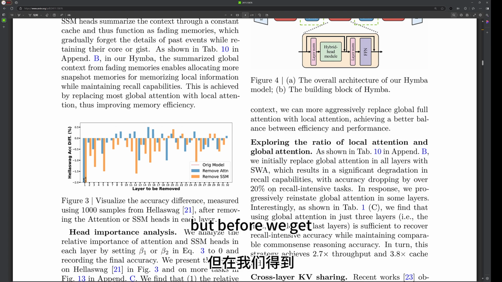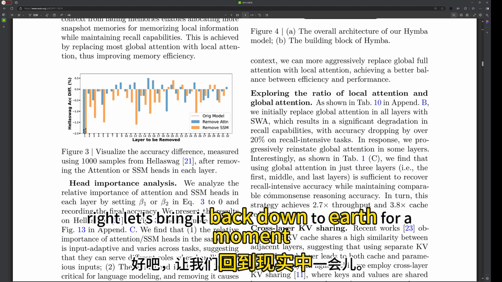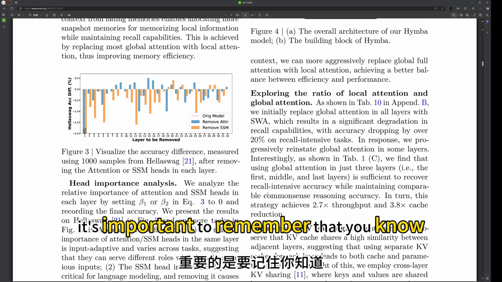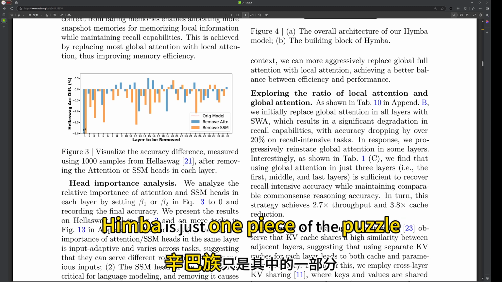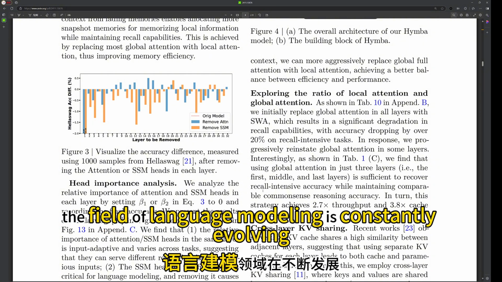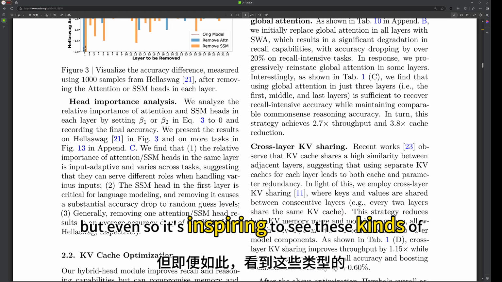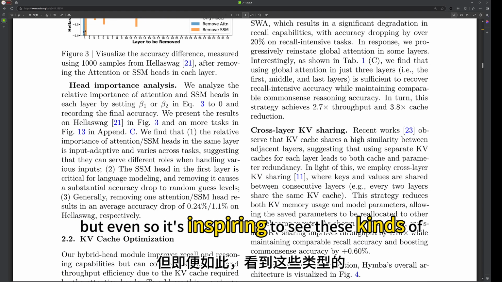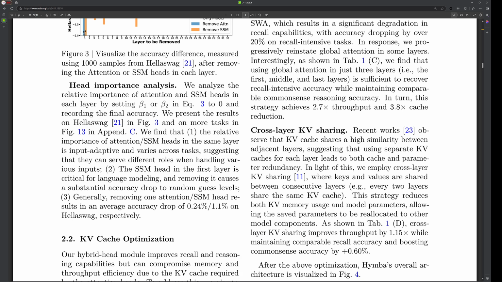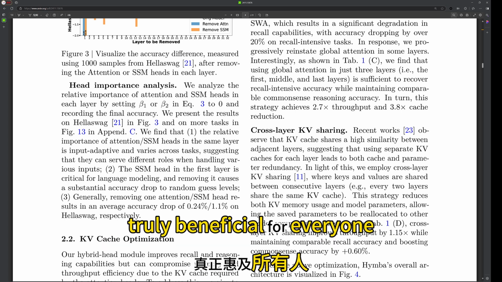Absolutely. But before we get too carried away with all these futuristic visions, let's bring it back down to earth for a moment. Yeah, you're right. It's important to remember that Hymba is just one piece of the puzzle. Of course. The field of language modeling is constantly evolving, and there's still a lot of work to be done. But even so, it's inspiring to see these kinds of breakthroughs happening. Yeah. It gives me hope that we're on the right track towards making this technology truly beneficial for everyone.